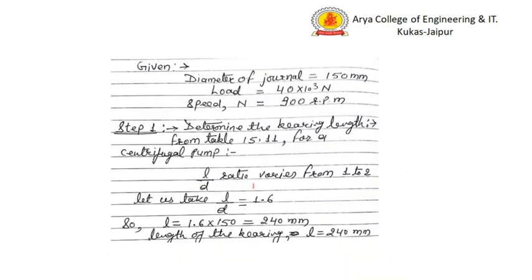So, let me select the L by D ratio as 1.6 from the table. So the length is equal to 1.6 multiplied by 150, where D is the diameter which is given. So the length is 240 mm. So this is the first step.